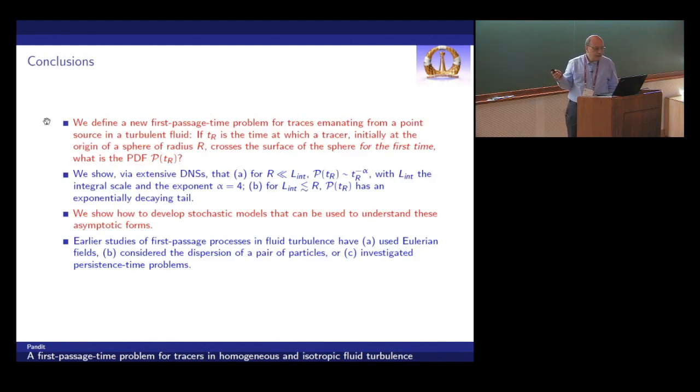All right? So here are the conclusions. We have defined, as far as we can tell, a new first passage time for tracers in turbulence. It crosses over from a power law to an exponential when we do the numerics. And then we can actually develop stochastic models, etc., which help us to understand these different regimes.